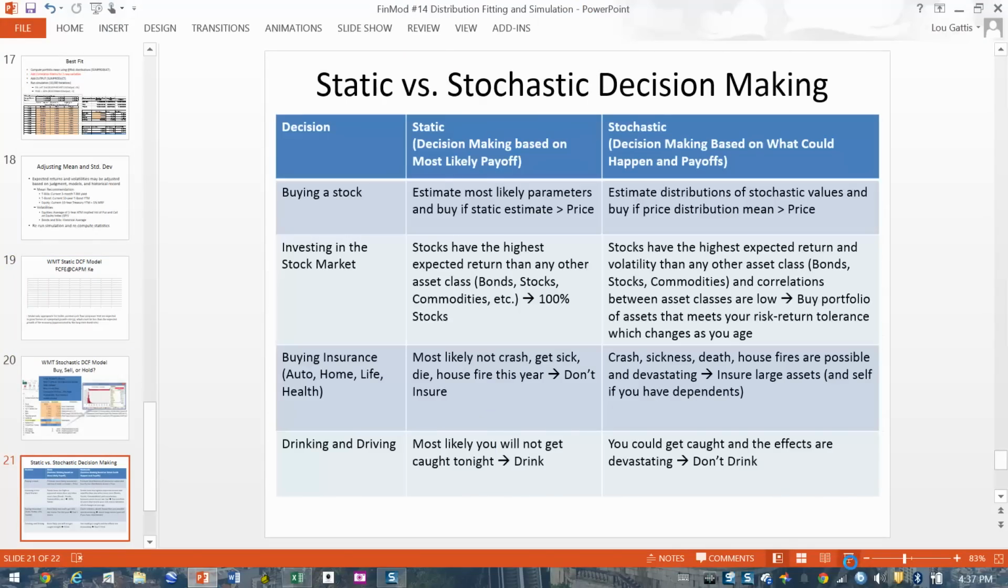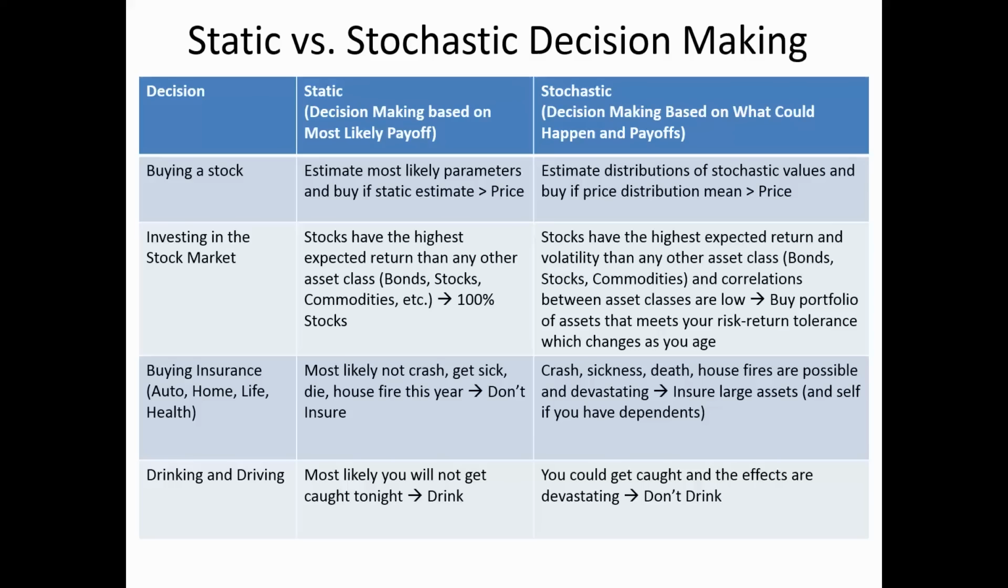So in general, when I talk about static or stochastic decision making, static means you make your decision based on the most likely payoff, a single point estimate. Stochastic means you make your decision based on what could happen. What is the distribution of outcomes, not just what is the number I've forecasted.